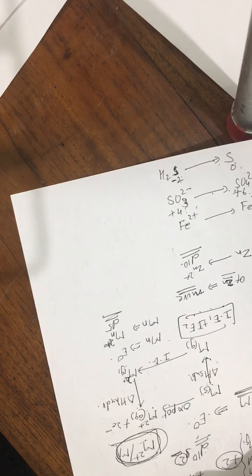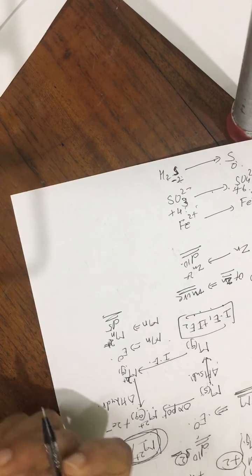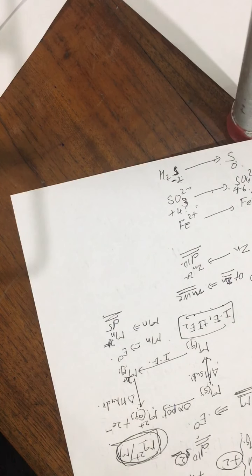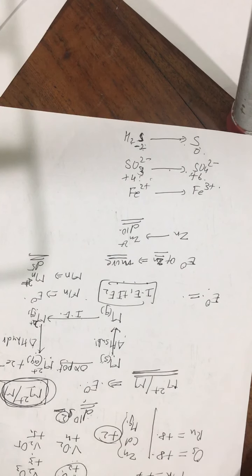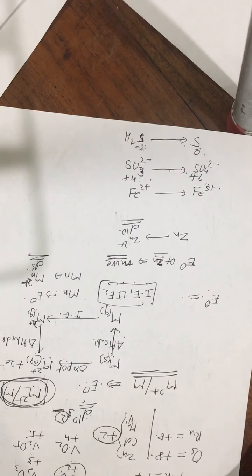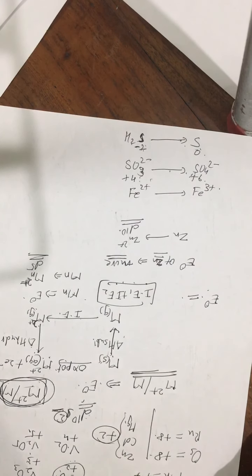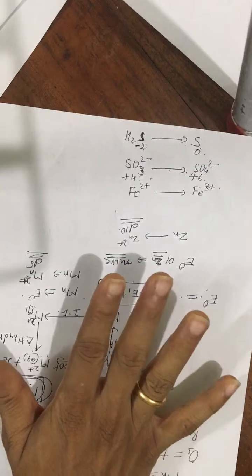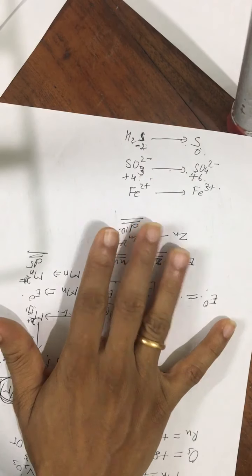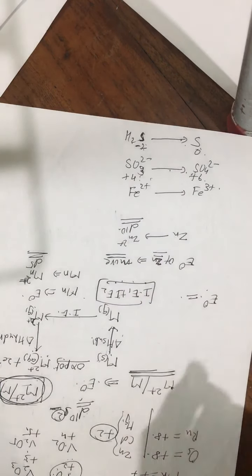All right. And KMnO4, I told you, is reduced to Mn2+ in acidic media, and K2Cr2O7 is reduced to Cr3+ in acidic media. K2Cr2O7 shows oxidizing behavior only in acidic media. So this you must remember.